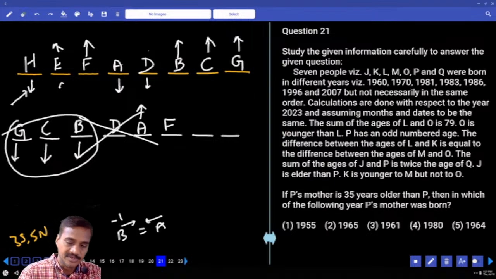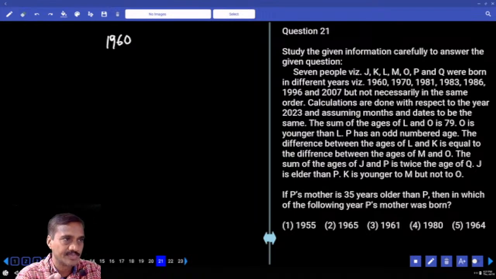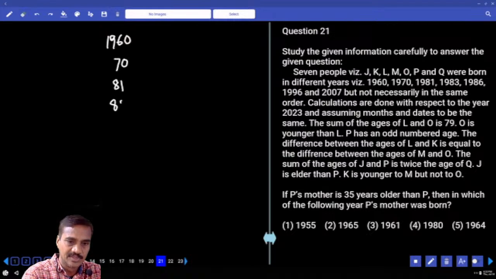Clear? Then coming back to this one, question number 21. Now the years were given. Whenever years are given, always write down the years in ascending order. Now 60. Next to 60 is 70. Next to 70, 81. Next to 81, 83, then 86, 96, and next one is 2007.